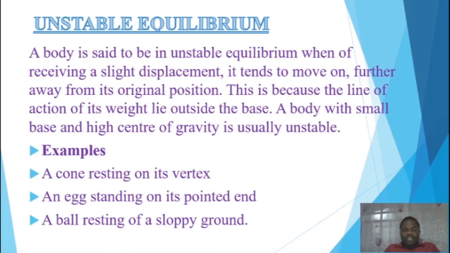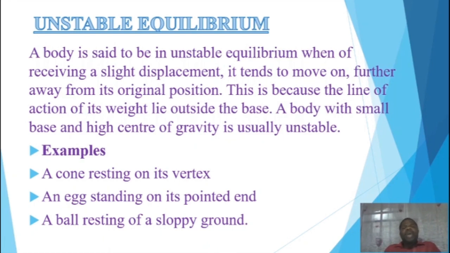Okay, so examples of bodies that are unstable are a cone resting on its vertex. When a cone rests on its vertex, with any slight push, the cone will fall to a new position. Also, an egg standing on its pointed end. Also, a ball resting on a sloping ground.